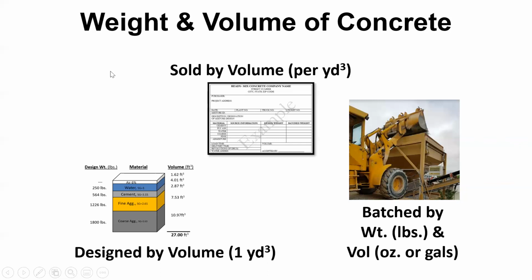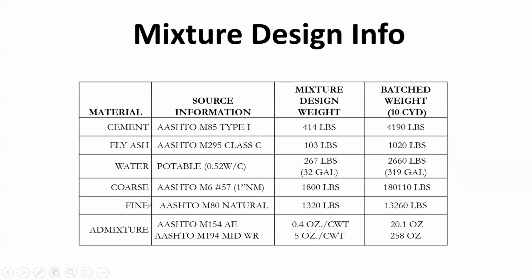So that's kind of how volume and weights go back and forth. They can be confusing in the beginning, but there is a purpose for why you have volumes and weights on your batch tickets, and it's real important to understand those differences. And we'll go through even more about this concept, especially when we start talking about designing the concrete. So with a batch ticket, you're going to have the material on the left, and then you may have some source information.